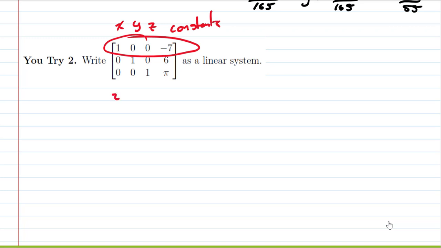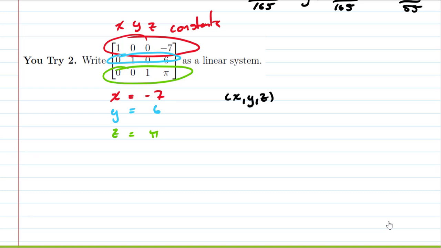So this is going to tell us that x is the same as -7, the second row is going to tell us that y is the same as 6, and the third row is going to tell us that z is the same as pi. So then, when we have a matrix that's in this form, it actually just tells us exactly the solution, which would be -7, 6, and pi, right? So matrices that are in this form are going to have a special name.